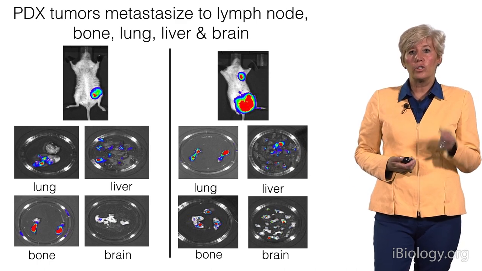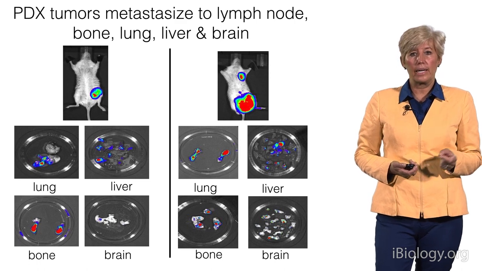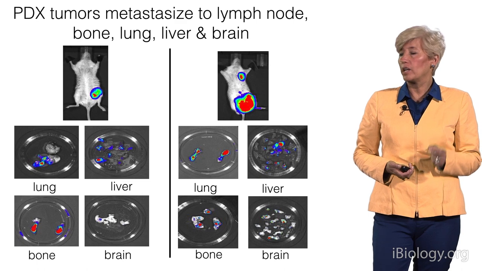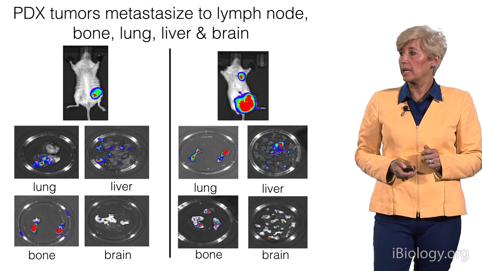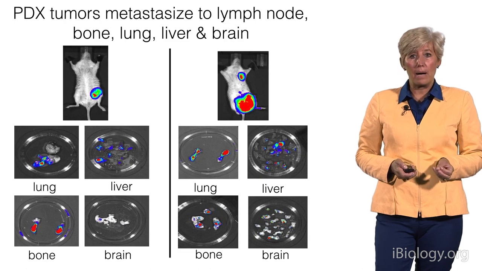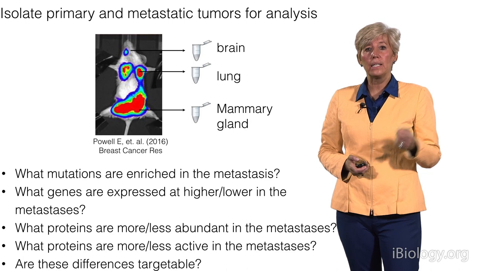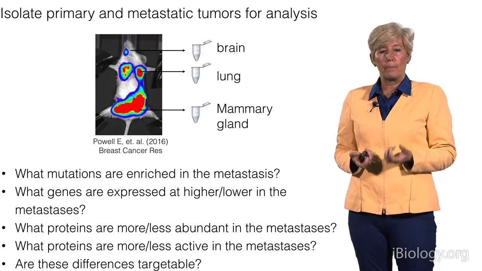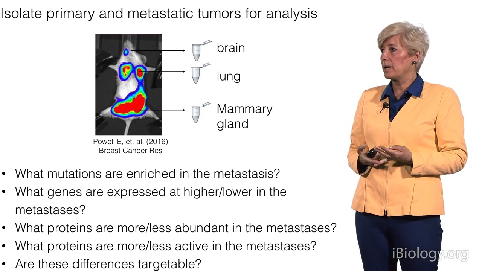So these tumors, human breast tumors, leave the mammary gland of these mice, and they go to the same places that a human tumor would metastasize in a patient with breast cancer. So we have a great model now to try to dissect that. So what do we do? Well, we collect these tumors, we use bioluminescence imaging, and we open up the mouse, and we take these tumors out of the brain, out of the lung, out of the mammary gland.